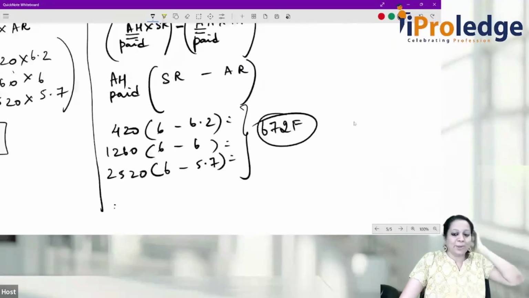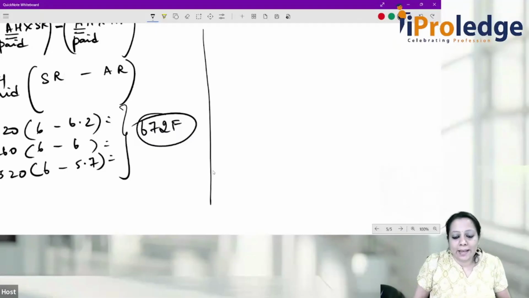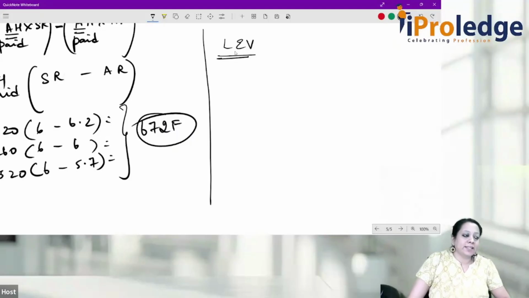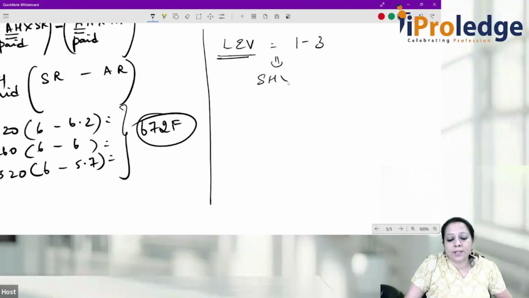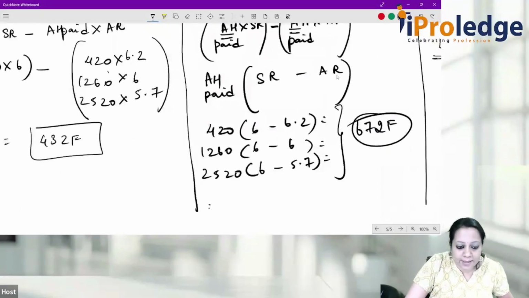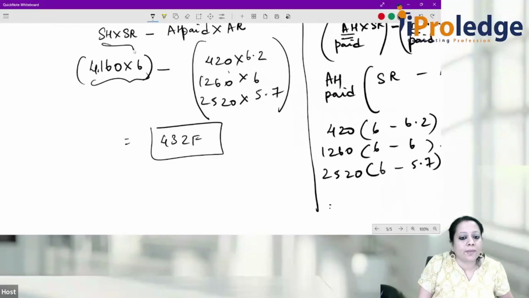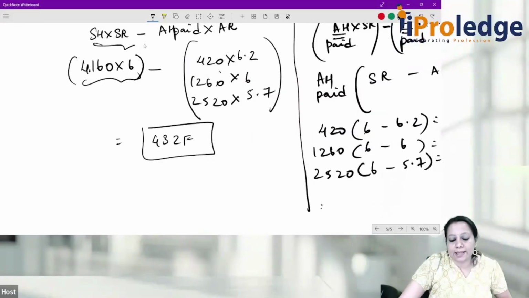Okay. Now we will go to labor efficiency variance. I'm writing LEV. It is efficiency variance. Efficiency variance is what? 1 minus 3. 1 minus 3 is what? SH into SR. That is 4160 into 6. We wrote it here, no? SH into SR. Okay. 4160 into 6.